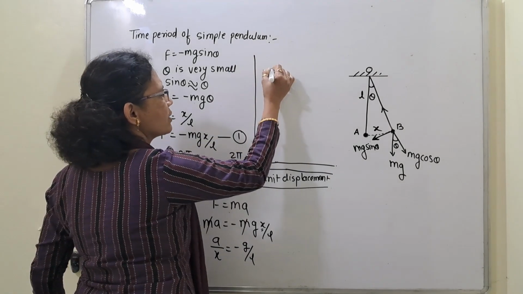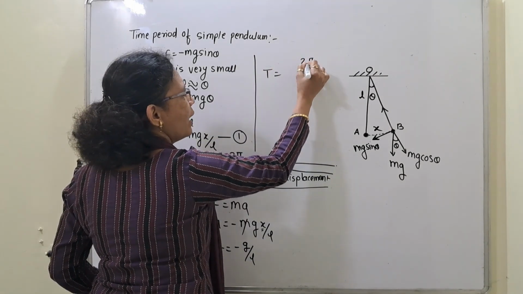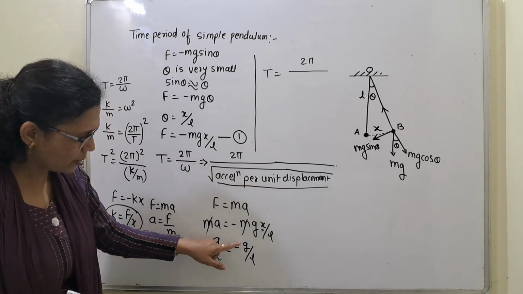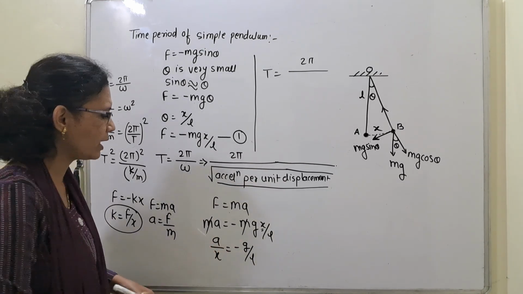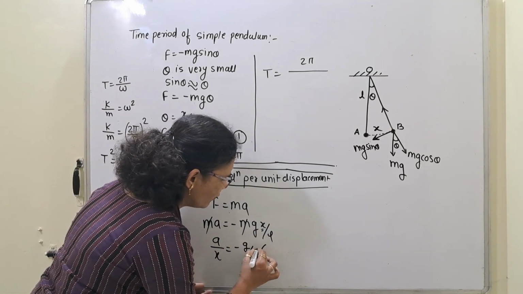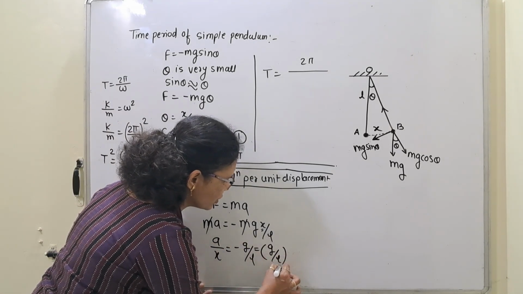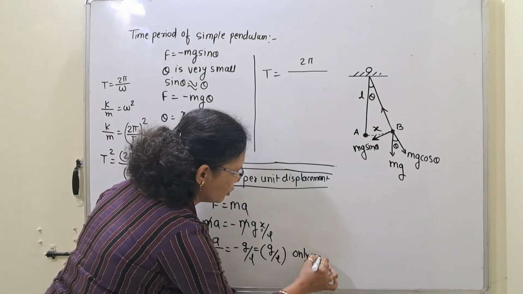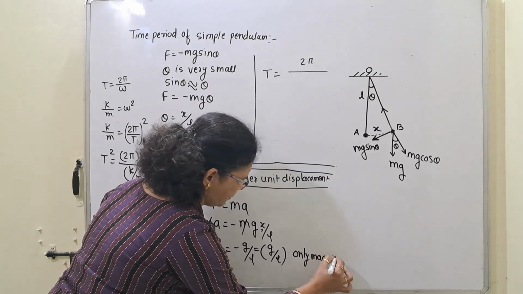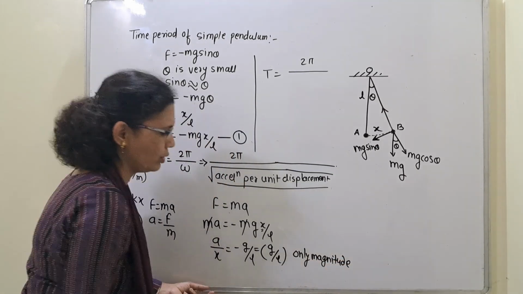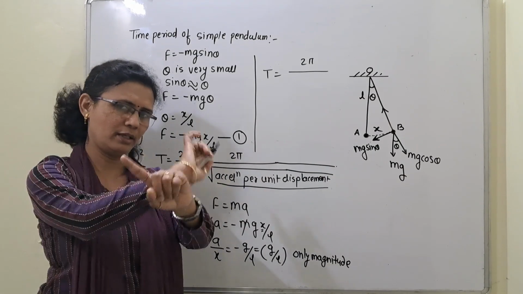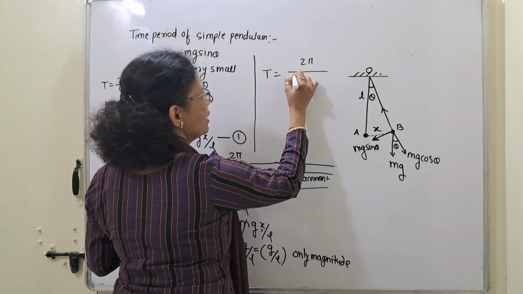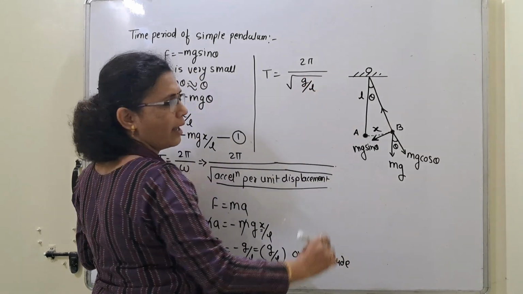Therefore, T is equal to 2 pi upon, what is this acceleration per unit displacement? It is nothing but minus g upon L, but we will take only magnitude. हम क्या लेंगे? Only magnitude. We are not going to consider the sign. This sign is only to denote that the direction of the displacement and the force are in opposite direction. So we will consider only the magnitude. Therefore here there will be g upon L.